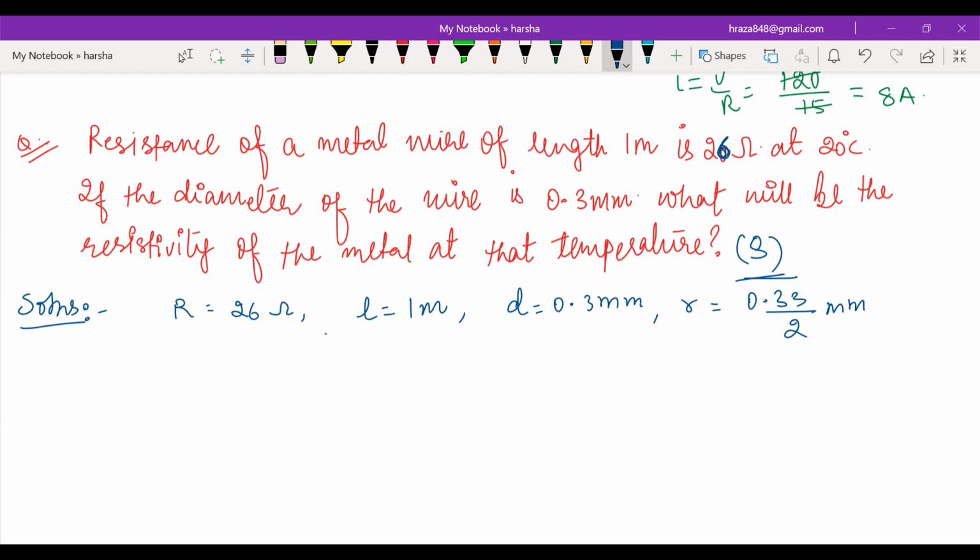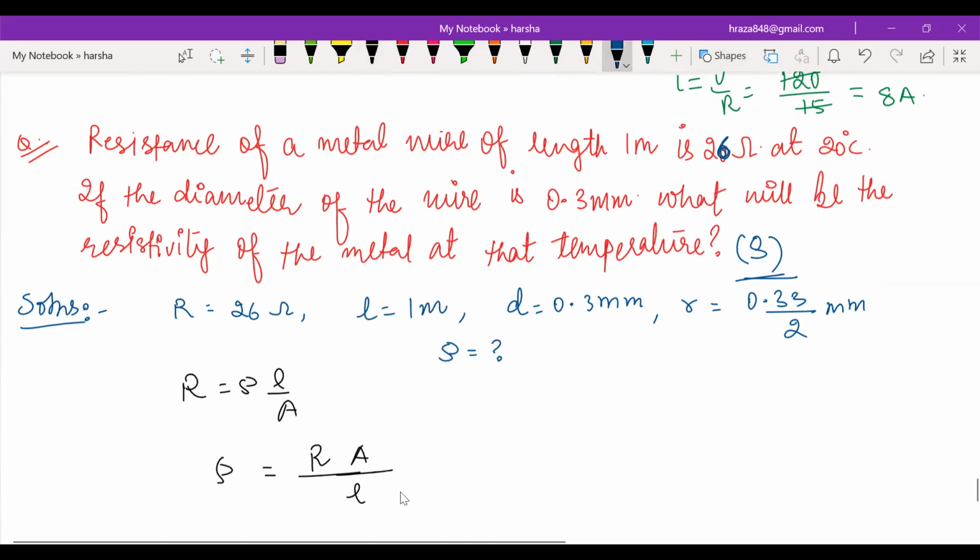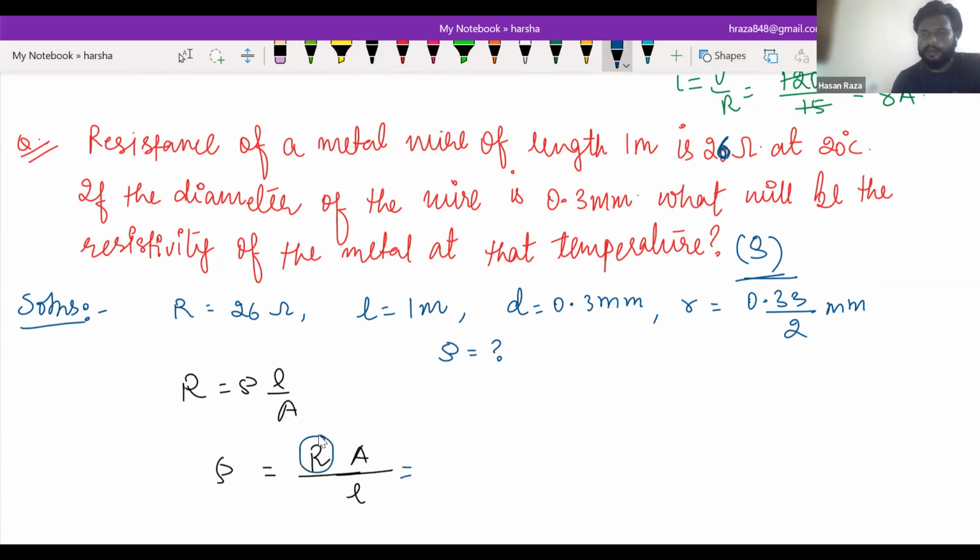Now, what will be the resistivity? That means rho is asked. And using the formula I just told you, R is equal to rho L by A, rho will be equal to R into A upon L. Is that clear? Yes, sir. R is given, L is given, and since diameter or radius is given, we can easily find out the area. Area is equal to pi r square, right?